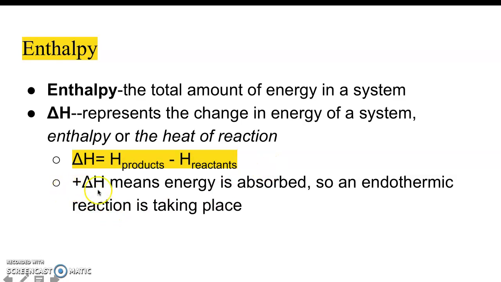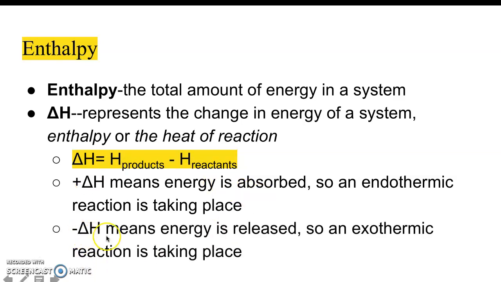If you have a positive delta H, this means energy is absorbed, so you have an endothermic reaction taking place. If you have a negative delta H, that means energy has been released, so an exothermic reaction has taken place. This is kind of a must-know slide right here. So you need to know delta H is products minus reactants, a positive delta H, endothermic reaction, negative delta H, exothermic reaction.